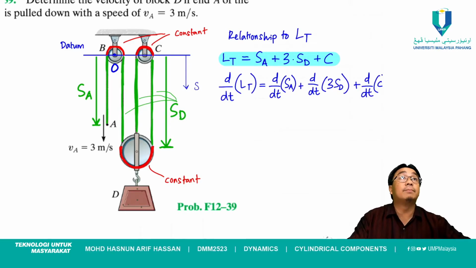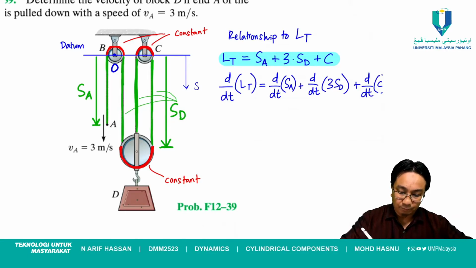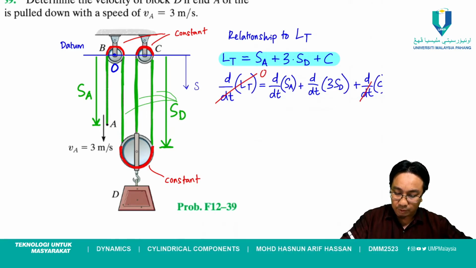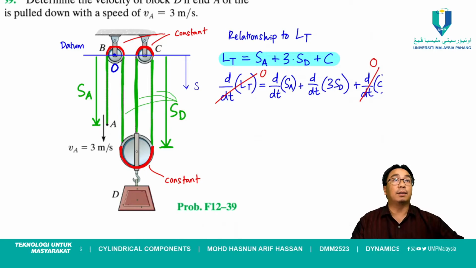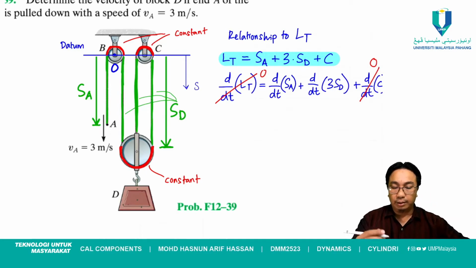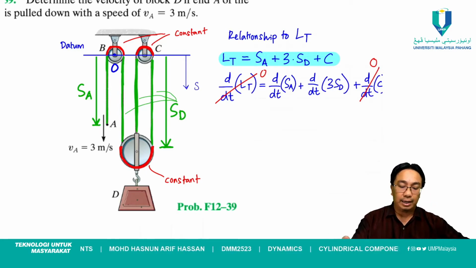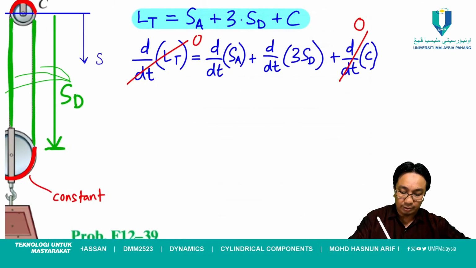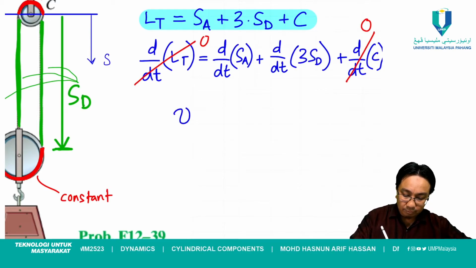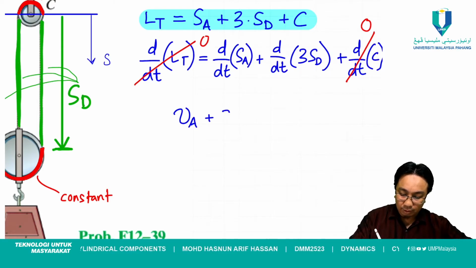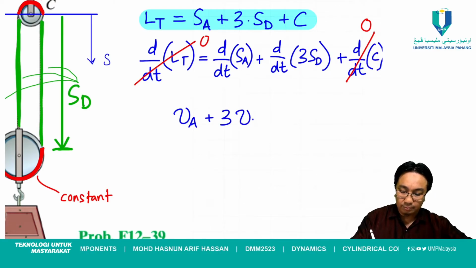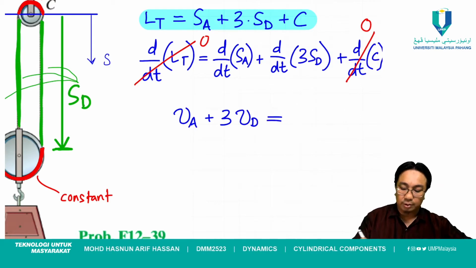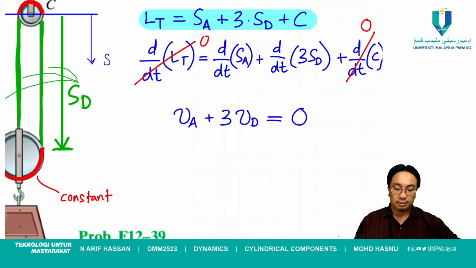Okay, so this one will be 0, this one will be 0 also. Okay, kita tahu yang tu 0. So d over dt of S ataupun ds over dt will give us the velocity. So what we have here is VA plus 3VD is equal to 0. Okay, this is the relationship that we have.